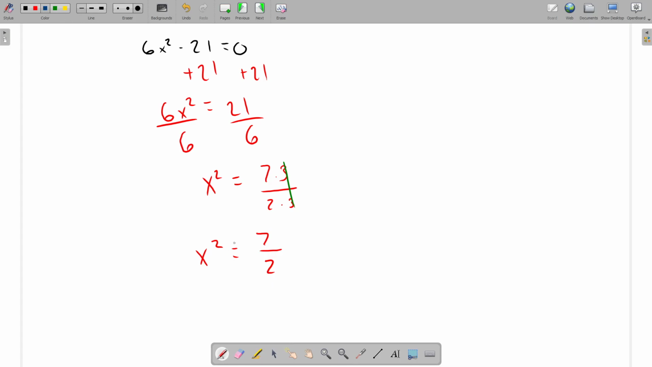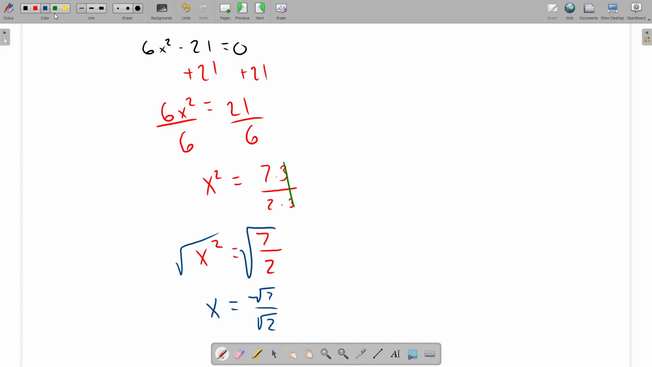Now to get rid of the squared, we take the square root. So I know I have an x equals, and how do I deal with this when I have a square root of a fraction? Well, this means that we have the square root of the top and the square root of the bottom. So I have the square root of 7 divided by the square root of 2. And we cannot have a final answer with a square root in the denominator. So I need to rationalize this.